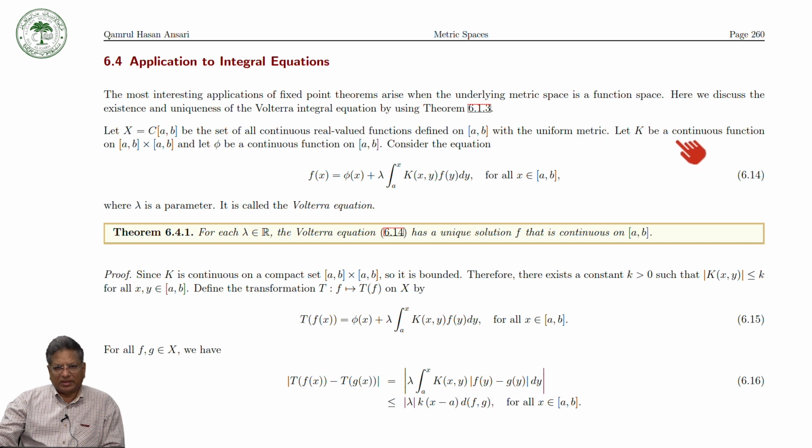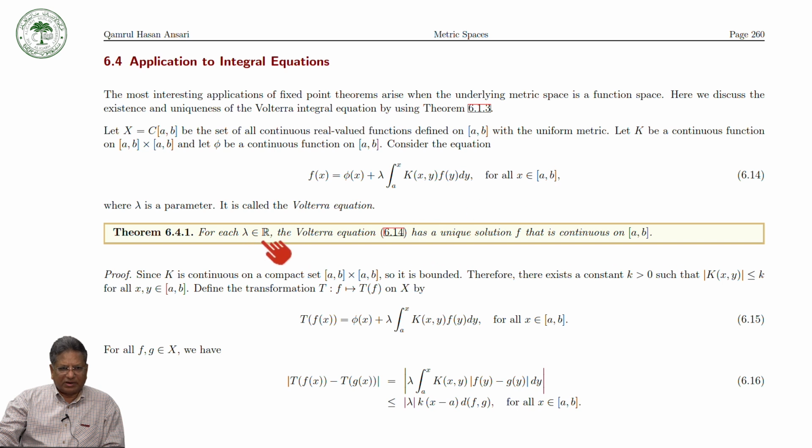And let k be a continuous function defined on the closed interval [a,b] cross [a,b], and let phi be a continuous function defined on the closed interval [a,b]. Now consider the equation f(x) = phi(x) + lambda times the integral from a to x of k(x,y) f(y) dy for all x in [a,b], where lambda is a parameter. This equation is called Volterra equation. Now we will see that this Volterra equation has a unique fixed point.